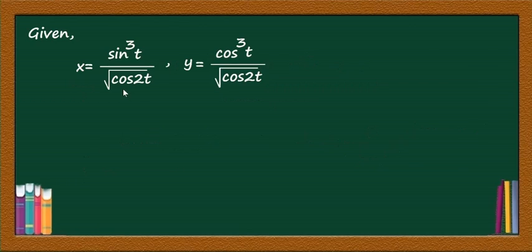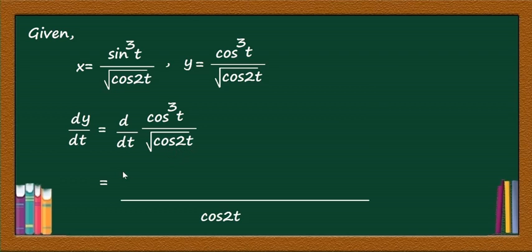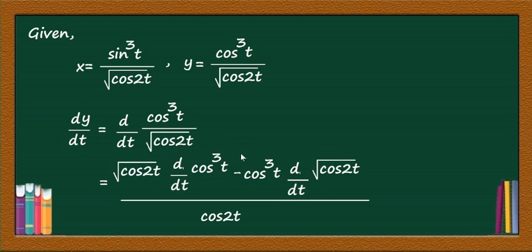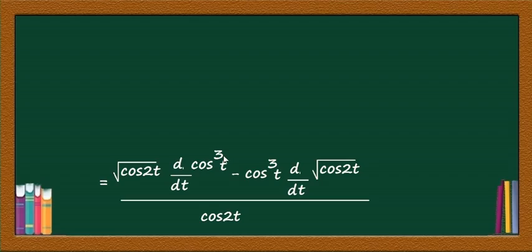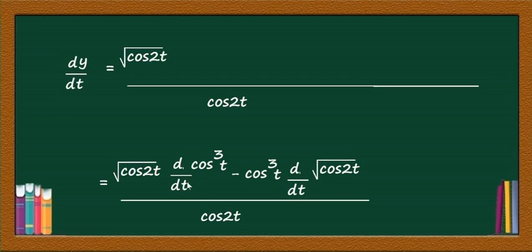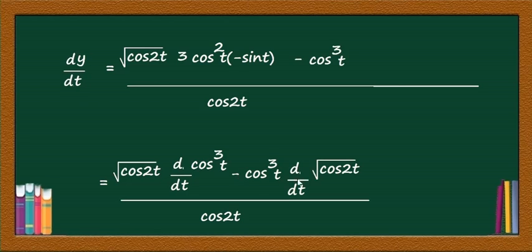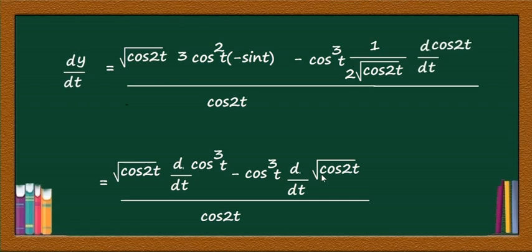Similarly, we have to find dy by dt. dy by dt is equal to d by dt of cos cube t divided by root of cos 2t. So dy by dt is equal to root cos 2t into d by dt of cos cube t, minus cos cube t into d by dt of root cos 2t. That is, root cos 2t into d by dt of cos cube t, which is 3 cos square t into d by dt of cos t, which is minus sin t, minus cos cube t into derivative of root cos 2t, which is 1 by 2 root cos 2t into d by dt of cos 2t, divided by cos 2t, as it is.